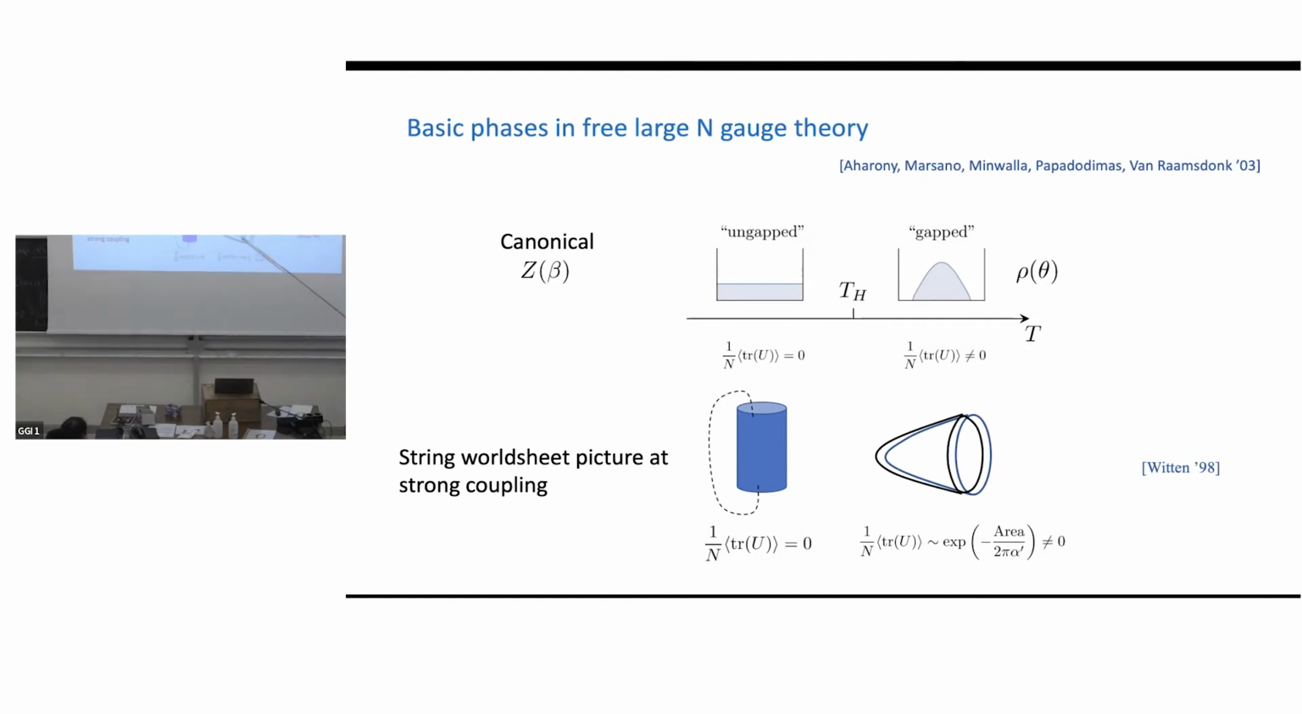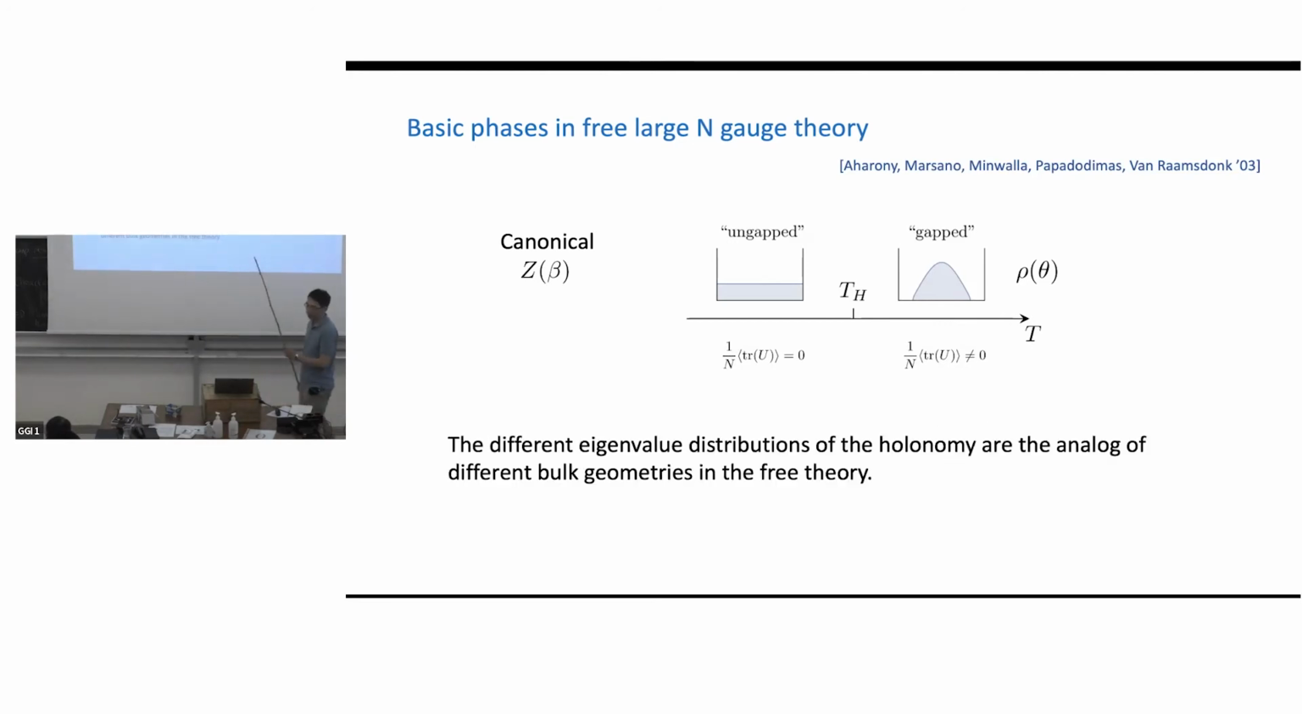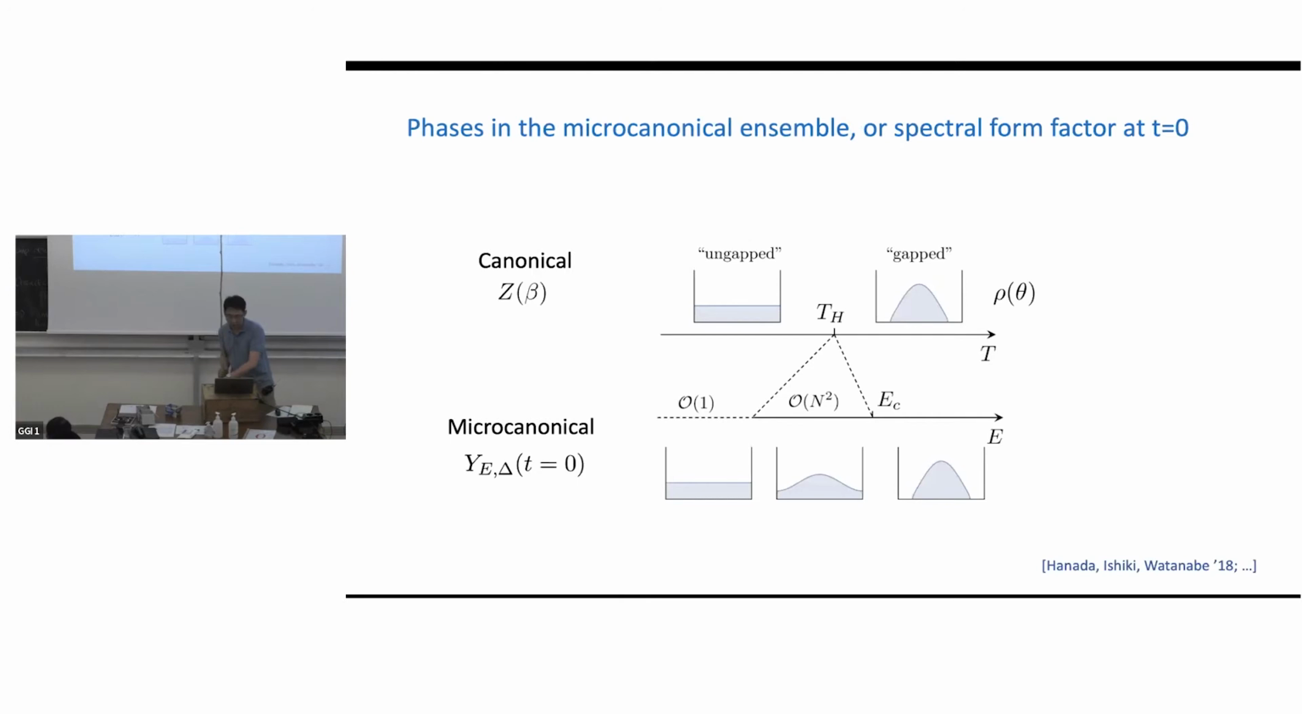But in the high temperature phase, since the Euclidean time circle is now contractible at the horizon, it shrinks to 0 at the horizon, so you can just wrap a classical worldsheet on the geometry. And at the classical level, the expectation value of the Polyakov loop, or more accurately here, it should be a localized Wilson loop, will be given by the Polyakov action of the string on this background, and it is non-zero. Okay. And the idea is that the different eigenvalue distributions of the holonomy are the analog of different bulk geometries in the free theory.